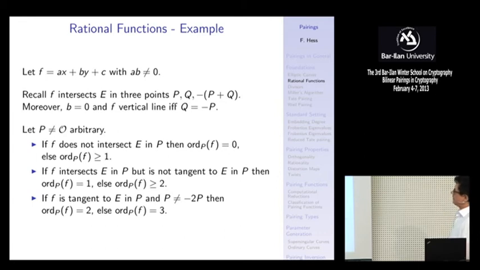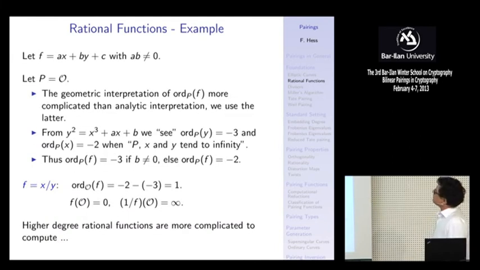And if it's tangent, then there are only two cases left. Depending on p, if p is not equal to minus 2p, then the order is 2. And otherwise, the order would be 3. That's the way it comes out for linear functions.